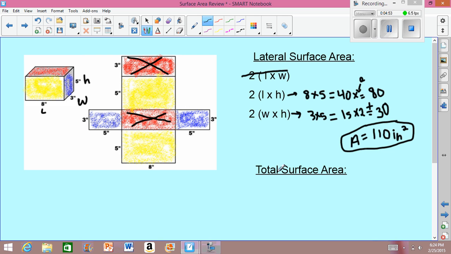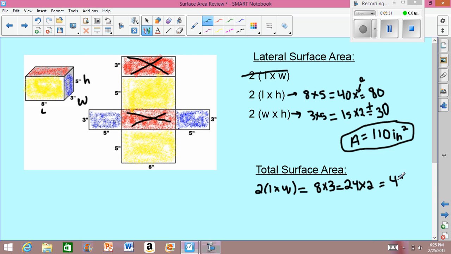So when we find the total, all we have to go back and do is find the area of the other 2 rectangles that we didn't do, the two that are the length times the width. So that gives me length times width, which would be 8 times 3, which totals 24. But remember, we have 2 of them, so I multiply by 2 for a total of 48.